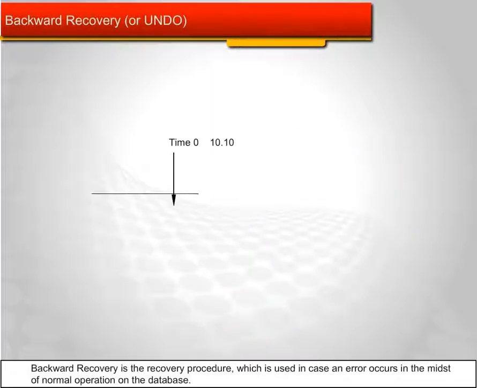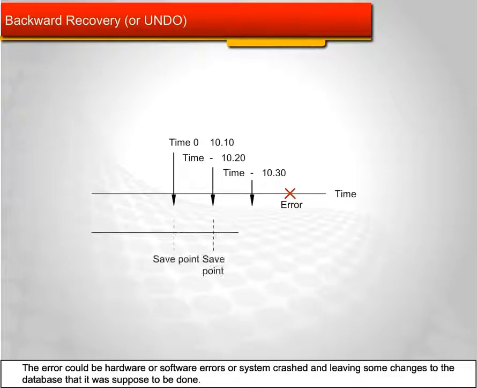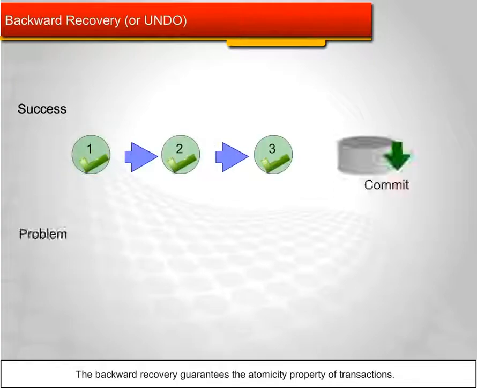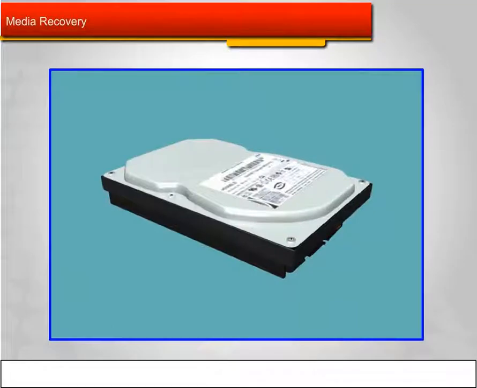Backward recovery or undo. Backward recovery is the recovery procedure which is used in case an error occurs in the midst of normal operation on the database. The error could be hardware or software errors, or system crashed and leaving some changes to the data. Media recovery.